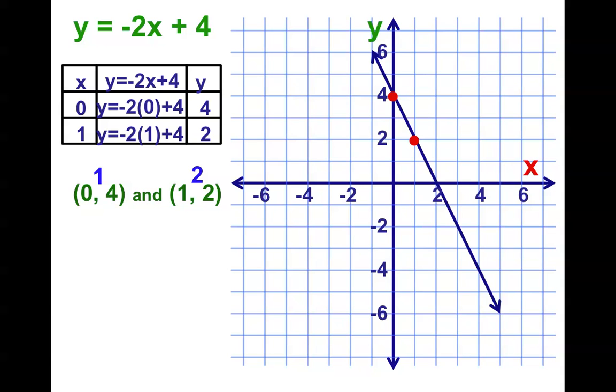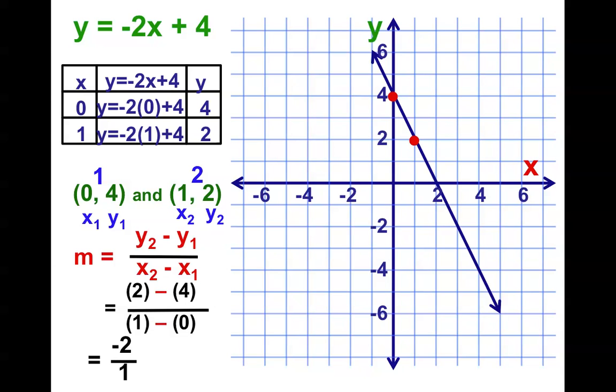I've got my 2 points. I've got x1, y1, x2, y2. I've got my formula. I plug them in. I get the slope. Hey everyone, guess what the slope is? It's -2. Notice what else is -2. So what we notice in the slope-intercept form is that the first number right next to the x is the slope. So we can always find the slope if the y is isolated.